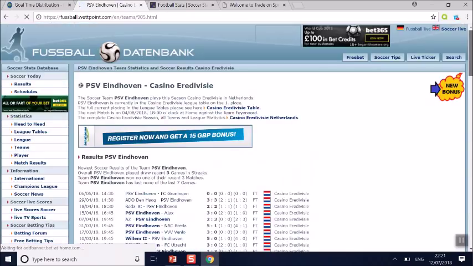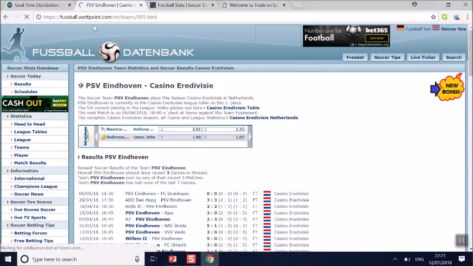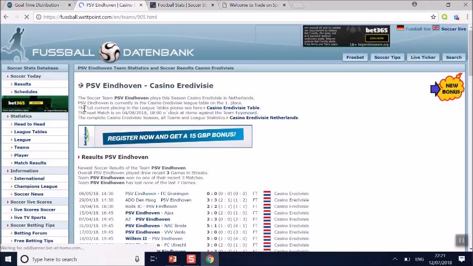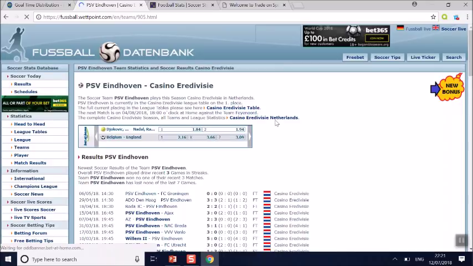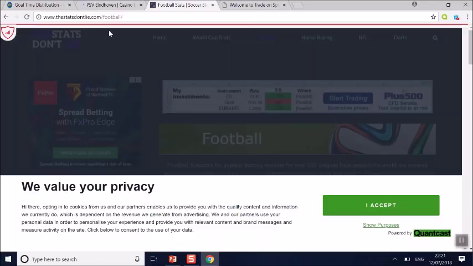So again, Fussball Wet Point is a good sort of analytical database to have as part of your arsenal. Another one I use is Stats Don't Lie.